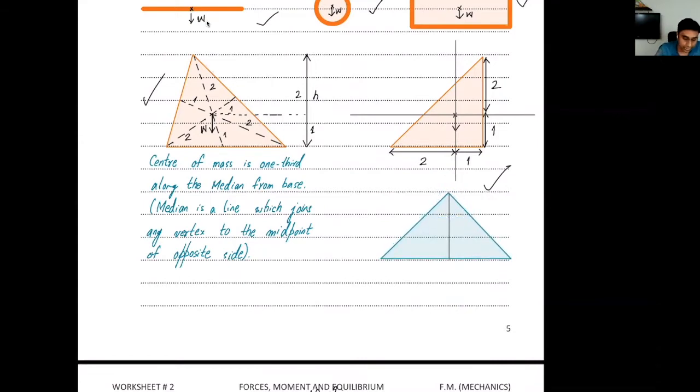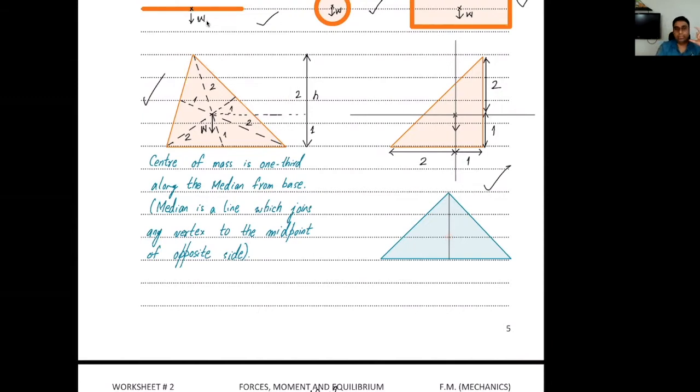Unless we use the fact that, if this is the height of the triangle, then the center of mass is going to be 2/3 from the top and 1/3 from the base. तो मुझे medians बनाने की जरूरत नहीं है. I can directly judge that this is the point where the center mass is going to be.